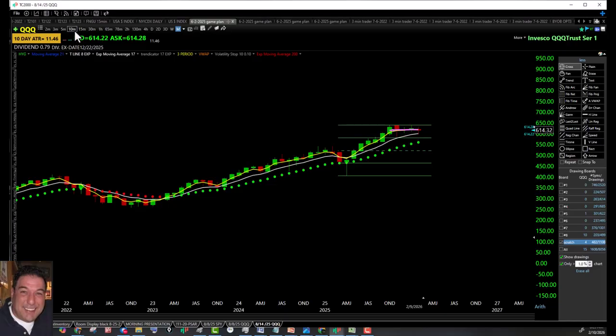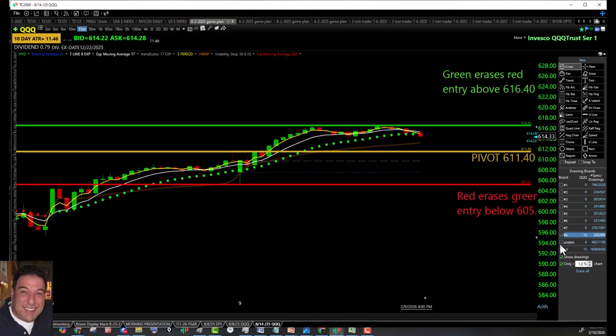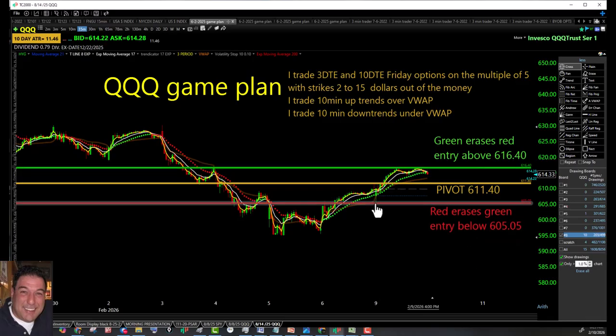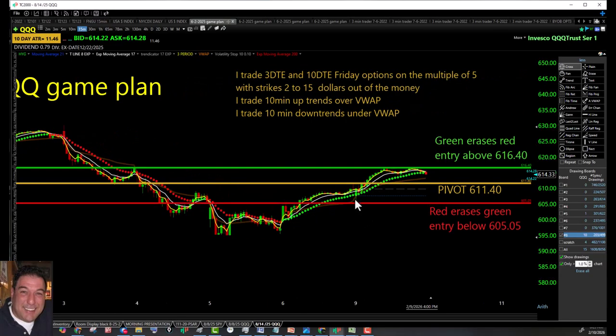Let's go take a look at the game plan. Let's zoom back over here. So we've got the pivot, 611.40. Above it, I'm a bull. Below it, I'm a bear. Red erases green. See that tail? There's a little tail right here on this candle, and you've got red erases green right underneath that tail. Okay, 605.05, below price. Closing candles below 605.05, that's a bearish red erases green entry right there.